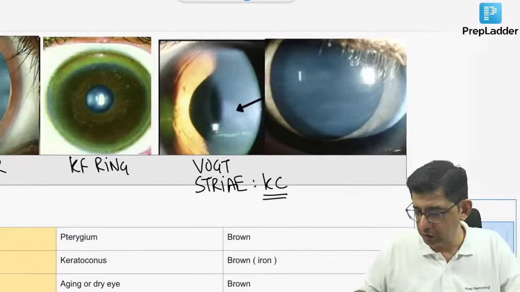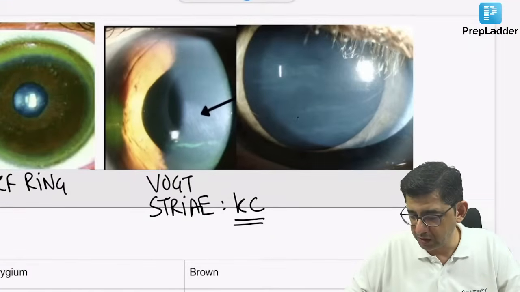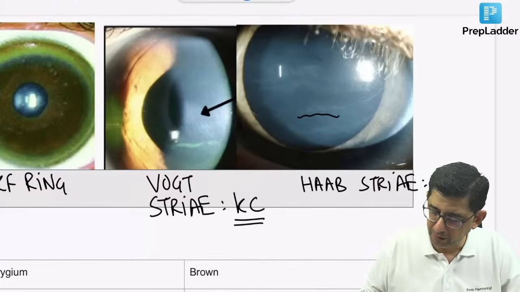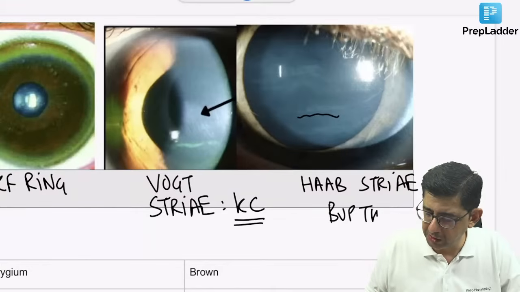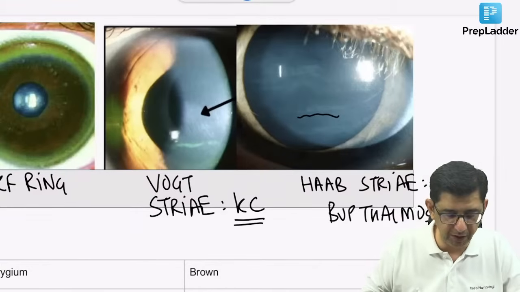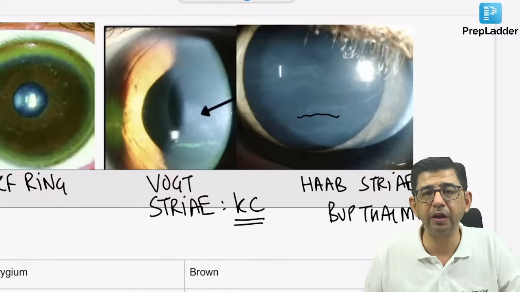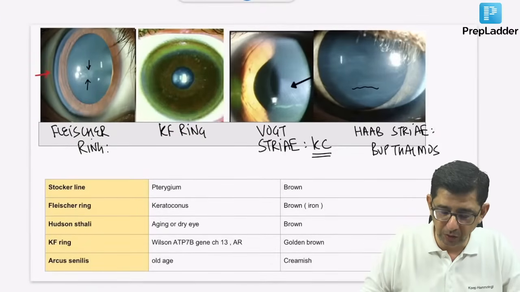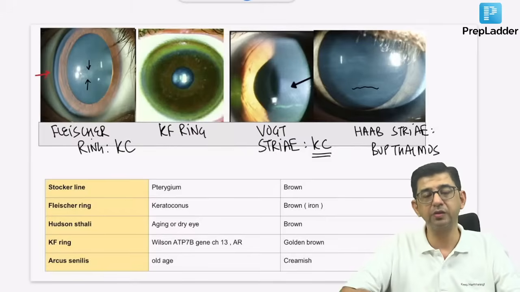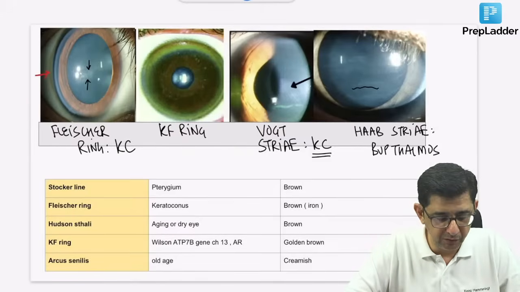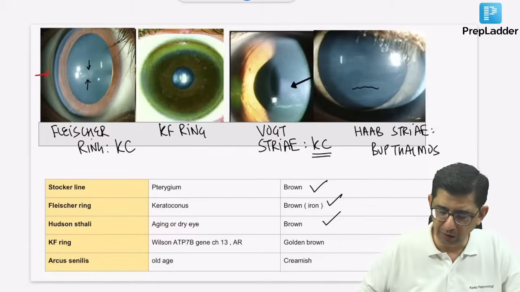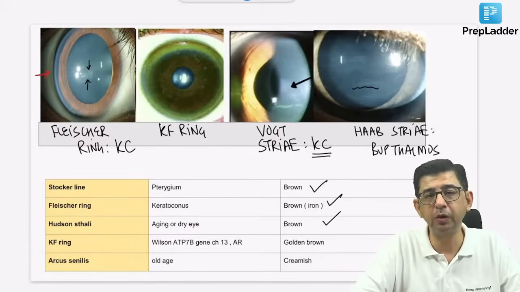And this in turn should not be mixed up with these horizontal lines, which are present in buphthalmos, and these horizontal lines in buphthalmos are what are called Haab's striae. They will also mention ox eye, or mention that the cornea of the patient is significantly enlarged. So Haab's striae are those horizontal lines seen with buphthalmos. In keratoconus, two findings are mentioned here: the Fleischer ring and the Vogel's striae. And the KF ring is anyway for Wilson's disease primarily. The color would be brown for all of them. That is what I wanted to bring to your attention. Even the KF ring will be golden brown only.